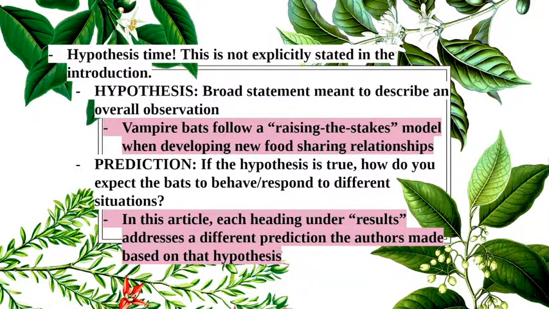Predictions, and there's usually quite a few of them in an article, are saying, if that hypothesis is true, how do we expect our experimental group or the model system to respond to those different situations or experiments? So each heading under the results section in this article, where it has that conclusion, is a response to a prediction.